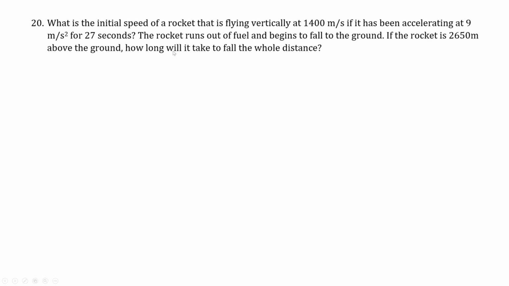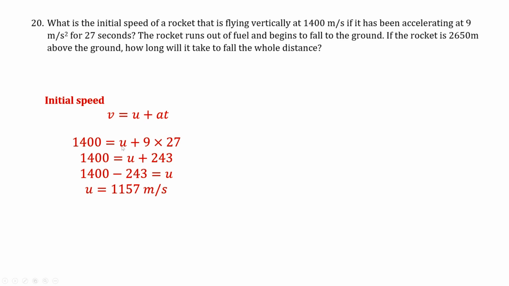So we want to know how long it'll take to fall to the ground and what's the initial speed of the rocket. What is the initial speed of a rocket flying vertically at 1400 meters per second, if it's accelerating at 9 meters per second squared for 27 seconds? So we've got the final velocity, which is the 1400. We're trying to find the initial velocity. We've got the acceleration and we have the time. So here's the initial velocity we're trying to find out. So we find out that it's initially traveling at 1157 meters per second.